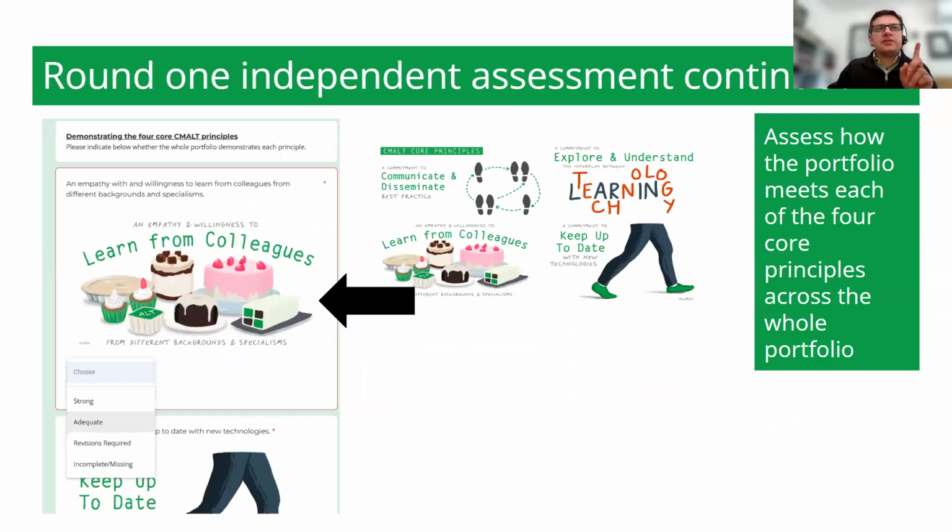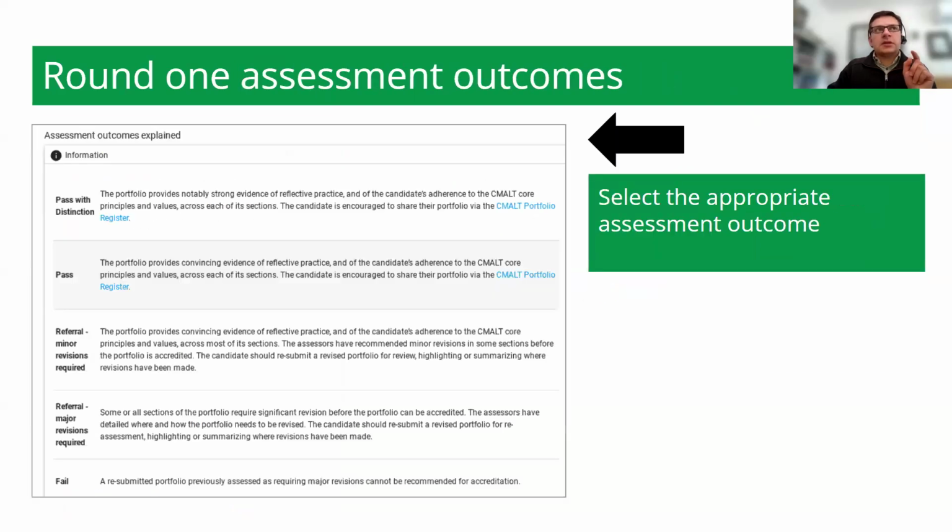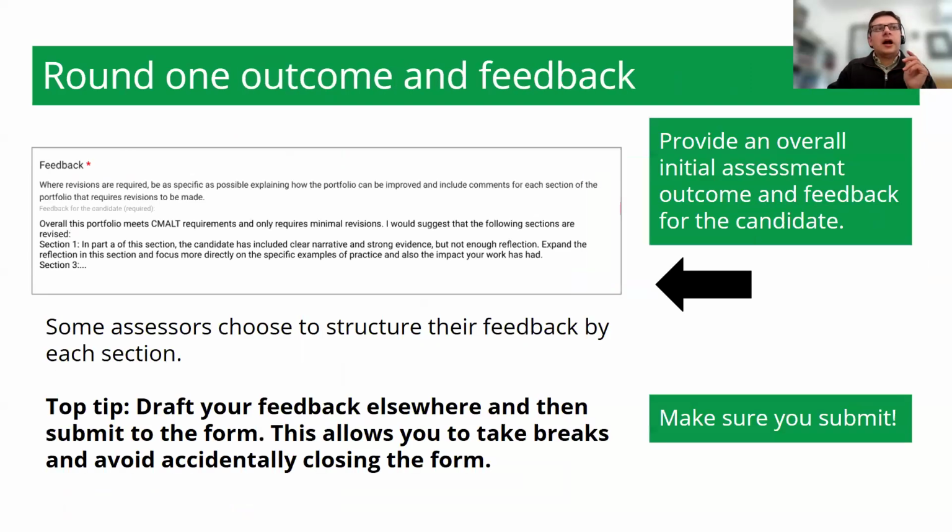Gone through that already. There's also a section there on the four core principles. Each one of those has got strong, adequate, revisions required, or missing. And then there'll be a section at the end, which I haven't got a screenshot of. This is the old one, but essentially where you choose which of the grades of that portfolio is. So you just follow the form.